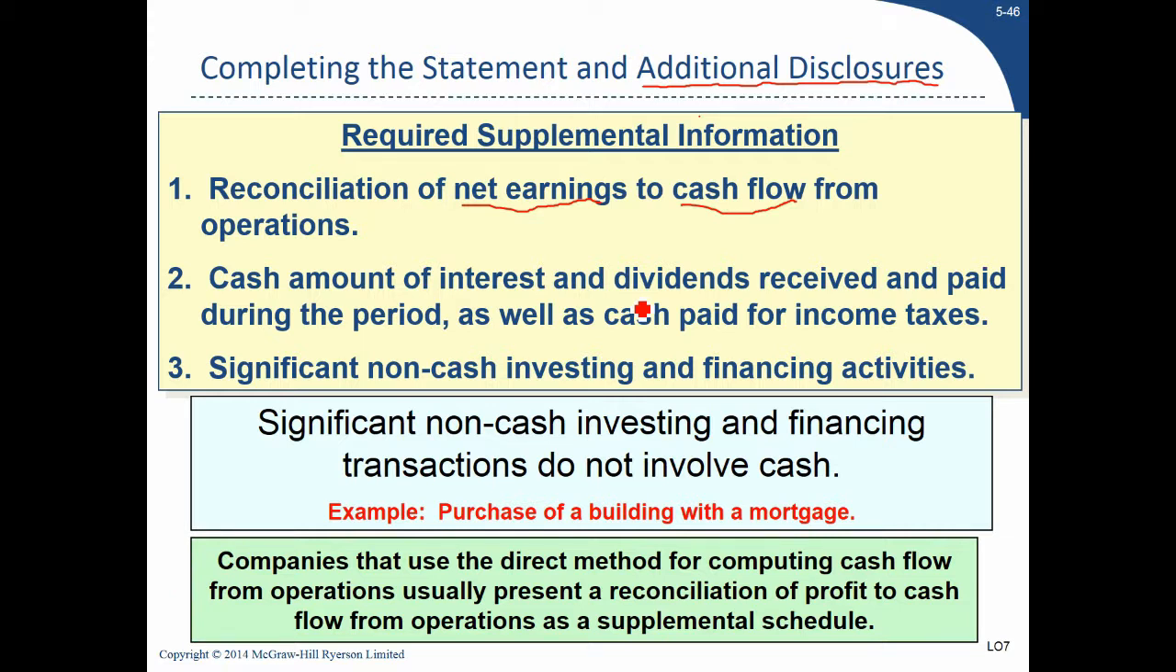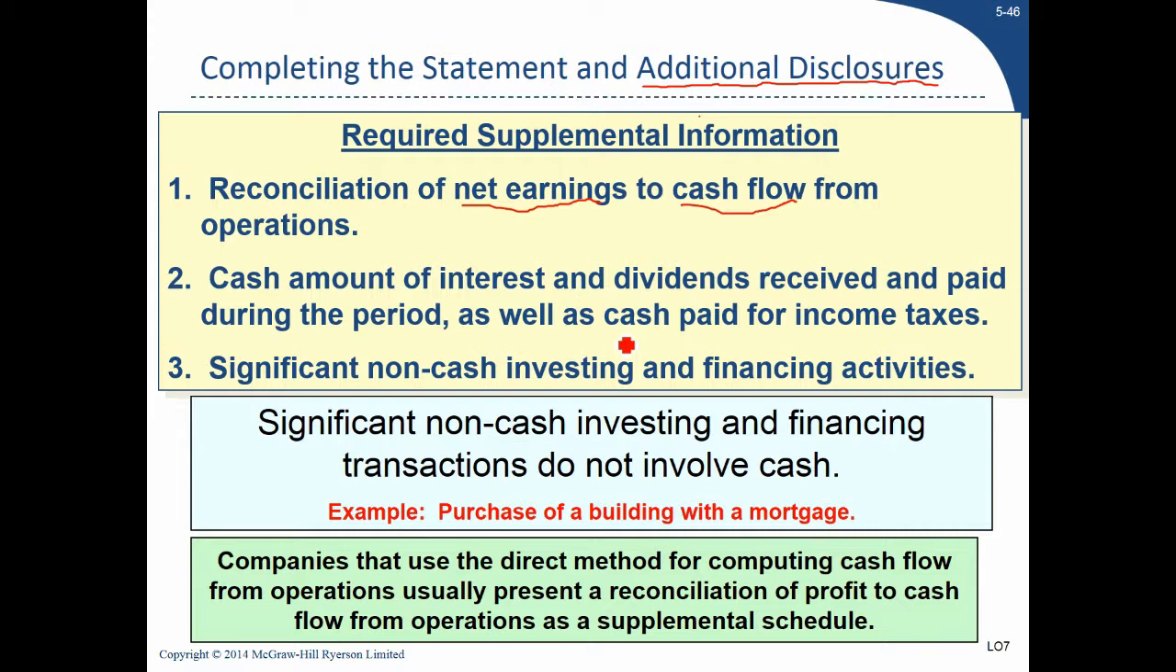Depending on the structure of the transaction, it might just be recorded as acquisition of building, 200. Well, you're not showing that you actually took on a lot more debt. So they want you to disclose any significant non-cash activities.